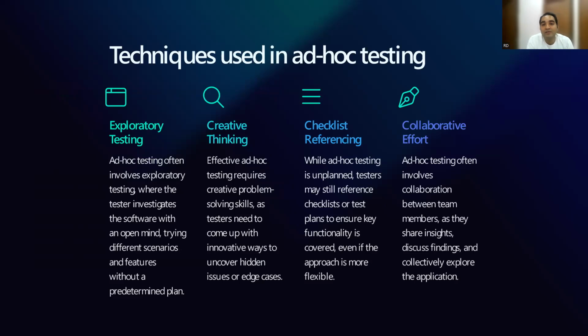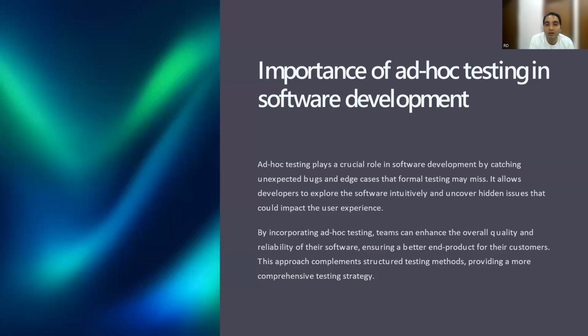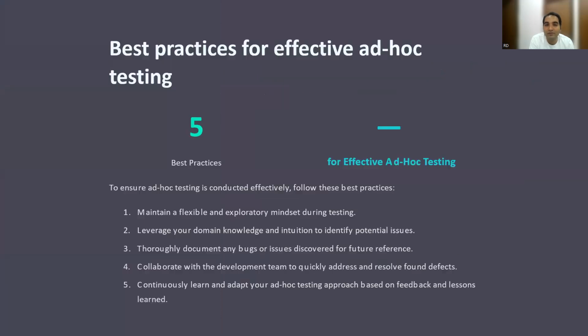Then the various techniques which will be used in ad hoc testing. First is creative thinking, right? You have to think outside the box, as we were discussing in the last slide as well. Then checklist. You might go with some kind of checklist of pointers to be verified. There might be 10 or 20 items in your checklist, and you'll go through them, okay, these particular items I have to cover in my ad hoc testing. Collaborative effort: definitely you will be collaborating with other team members and sharing your insights. They will be sharing their own insights and findings, and you are coordinating with each other, right? Okay. Then importance of ad hoc testing, we already saw.